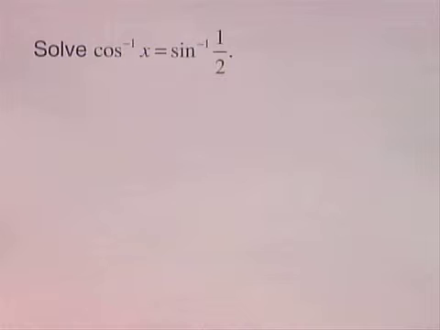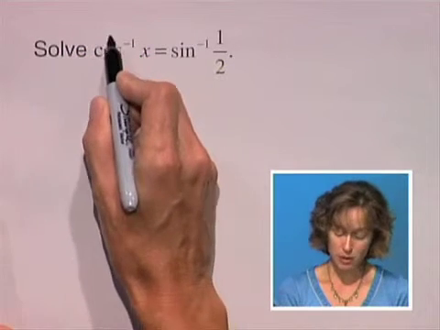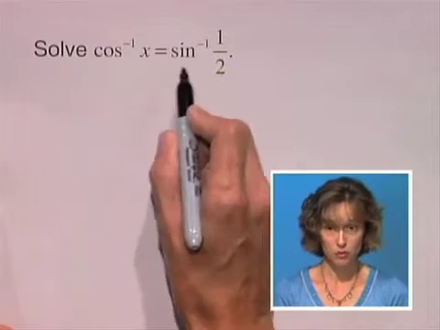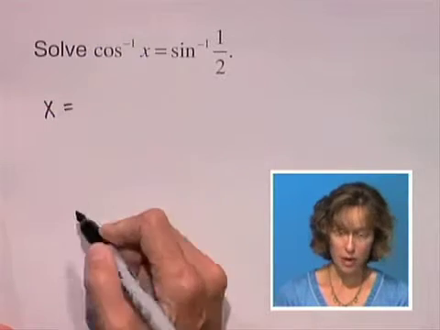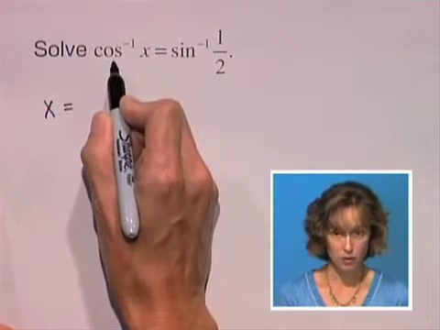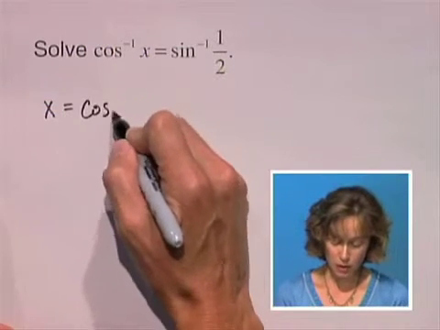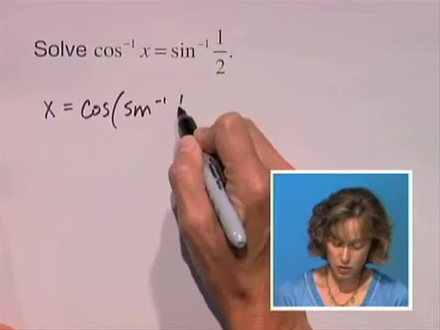Let's solve an equation involving inverse trig functions. We want to solve inverse cosine of x equals inverse sine of 1/2. The first thing I'm going to do is isolate x by undoing this inverse cosine. The way that we do that is we apply the cosine function to each side. That'll leave me with x on the left, because the cosine of the inverse cosine, they undo each other, and I'm left with x. But I'll have to figure out what to do with the cosine of the inverse sine of 1/2.